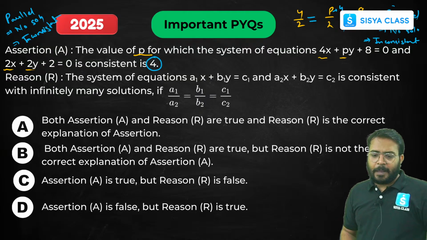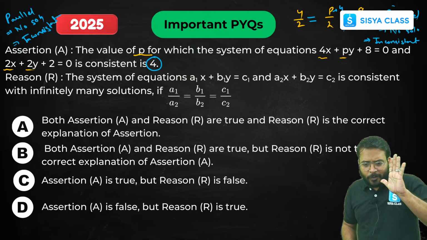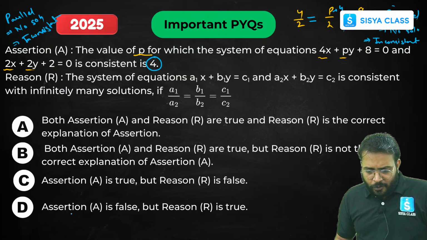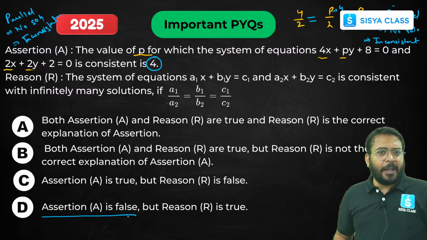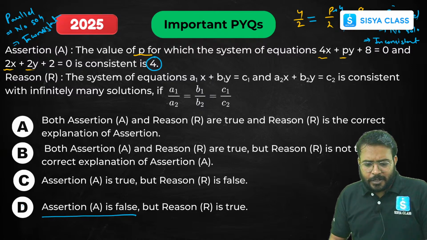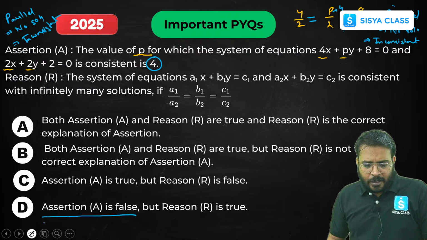That means my assertion is wrong, right? My assertion is wrong, so assertion A is false. Let us see the reason. What have they given in the reason?